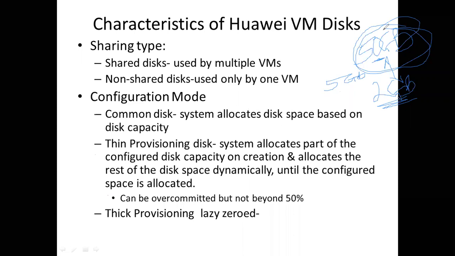Now, if you are using the thin provisioning disk mode, this allows for overcommitment. But the overcommitment cannot go beyond 50%. What do we mean when we say overcommitment? Anyone? If you say this allows for overcommitment, what does that mean?